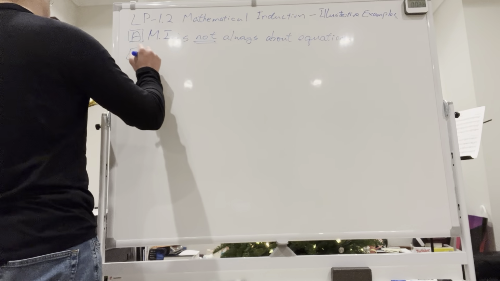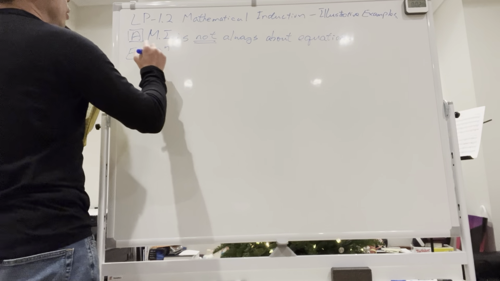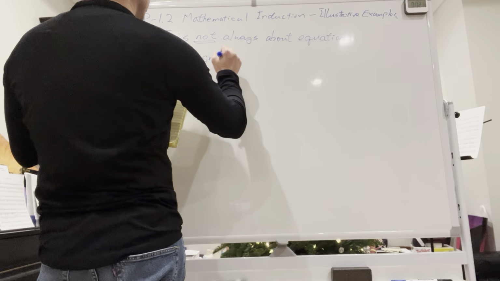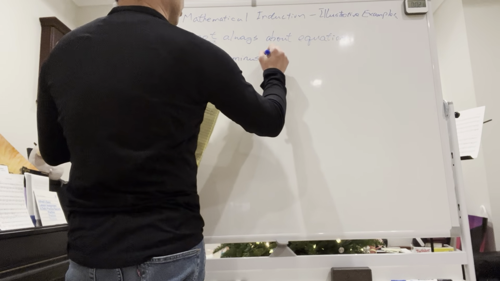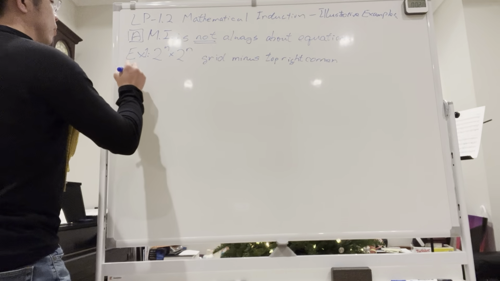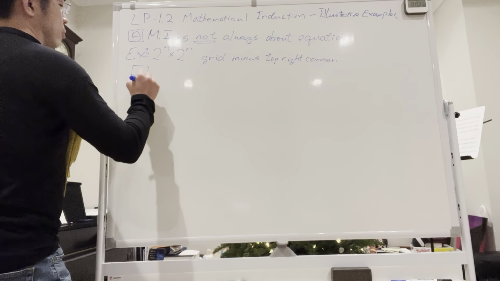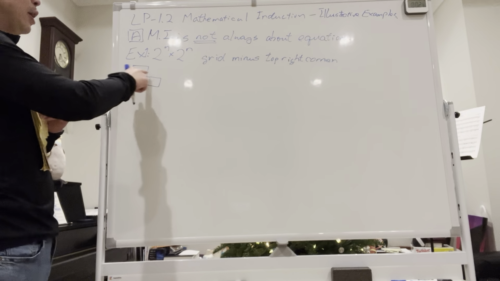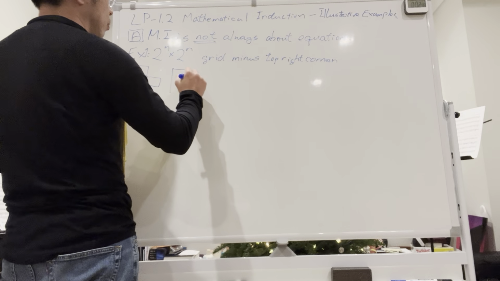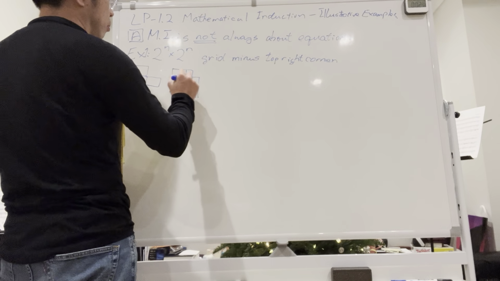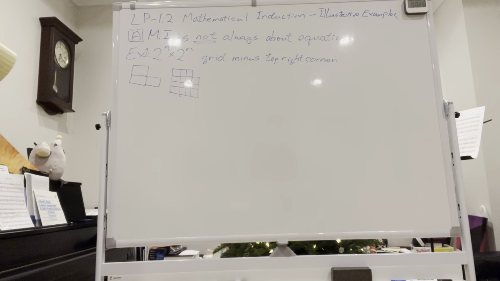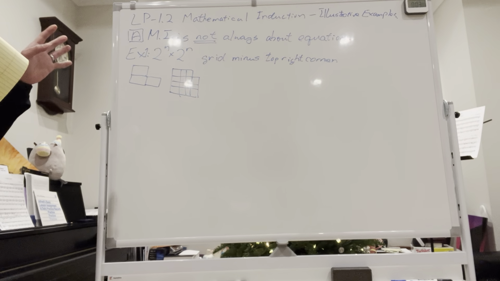I'm going to give an example. Suppose, example one, we have a 2 to the power n times 2 to the power n grid, minus the top right corner. Let me illustrate what it means. When n is equal to 1, it means this, 2 by 2, take out the top right corner. When n is equal to 2, it means this, 4 by 4, but take out the top right corner. So that's what I mean by a 2^n times 2^n grid. And when n is equal to 3, that's basically the chessboard, 8 by 8, but take out the top right corner. Okay.